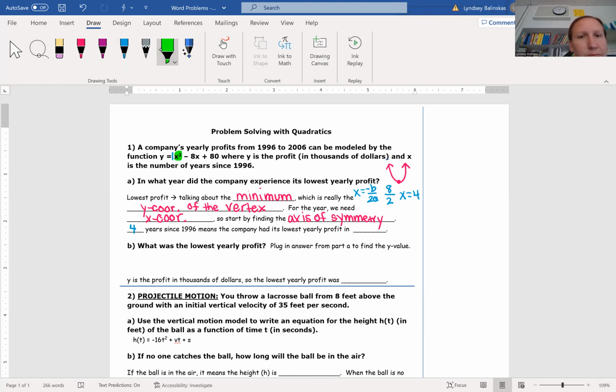So that means that that minimum value, that lowest profit, is going to happen 4 years since 1996. It's not just year 4. That wouldn't make sense, okay, because x is the number of years since 1996. So 4 years since then means it happened in 2000.